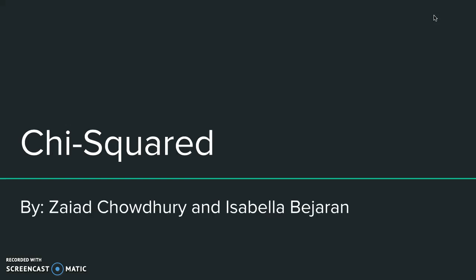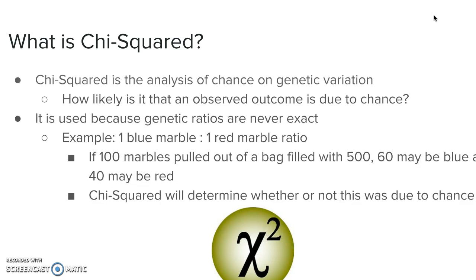Hi guys, today we're going to be teaching you how to do a chi-squared problem. What is chi-squared? Chi-squared is the analysis of chance on genetic variation. Basically, this is seeing how likely it is that an observed outcome is due to chance. It is used because genetic ratios are never exact.